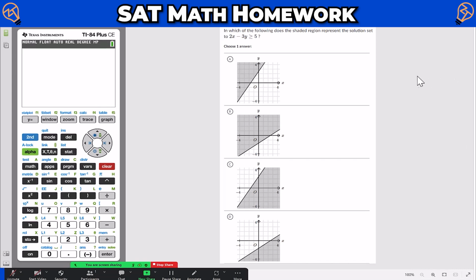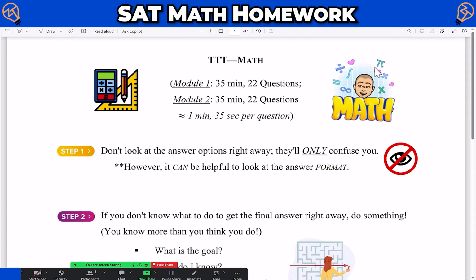So when trying to find out what's the solution set here, a couple of things that are useful to look at and is really in line with our triple T document. Notice step 1, we don't look at the answer options right away because typically they'll only confuse you. However, it can be useful to look at the answer format.